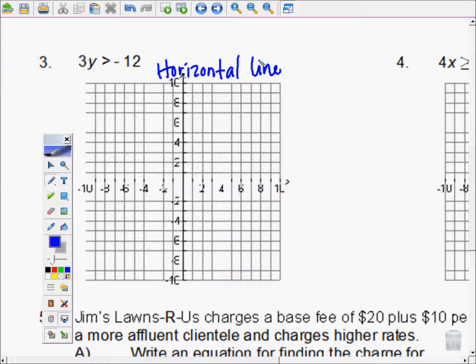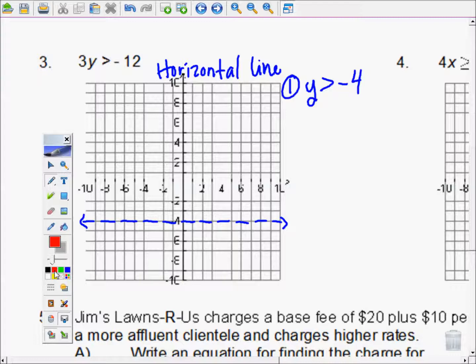All right, step 1 is to get y by itself. That's easy. How do I get y by itself? Divide by 3 on both sides, and I get y is greater than -4. So I have a horizontal line at -4. Is it a solid boundary line or a dotted boundary line? Dotted. Don't you have to flip the sign though since you divided? Did I divide by a negative? No.